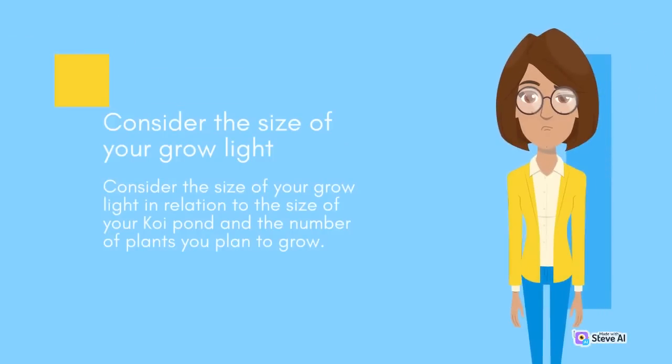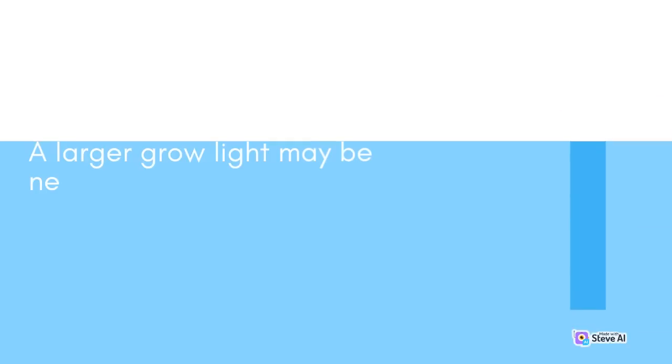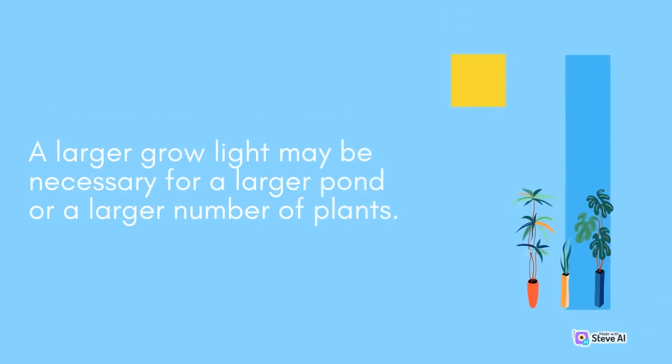Consider the size of your grow light. Consider the size of your grow light in relation to the size of your koi pond and the number of plants you plan to grow. A larger grow light may be necessary for a larger pond or a larger number of plants.